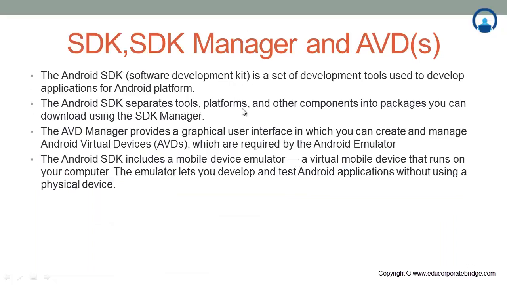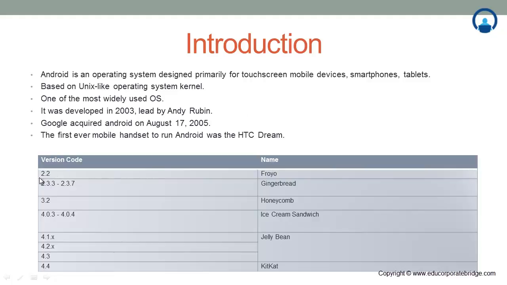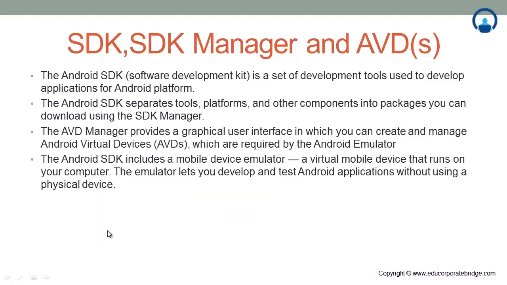So SDK Manager allows us to choose whatever SDK we want to choose. We can also choose multiple SDKs. We can install all the SDKs at one time. And in this series we'll be using the latest SDK for KitKat. So this is the Android SDK Manager. And then what are AVDs? AVDs are basically Android virtual devices. And the AVD Manager is a GUI interface which enables us to create and manage AVDs. So what are AVDs? First, let's visit what is an emulator.